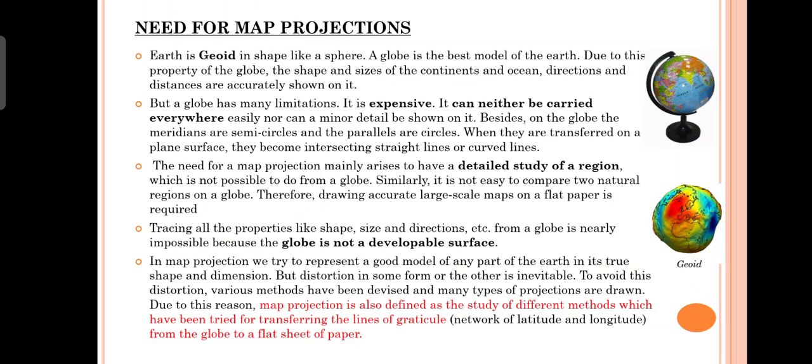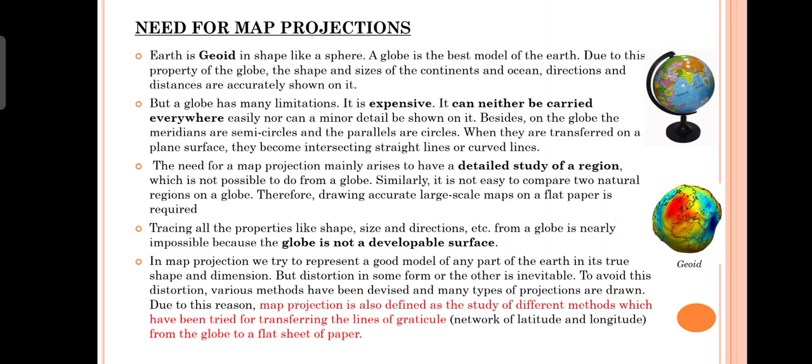Next one is the need for map projections. Why do we use map projections? As we know, the geoid is the true shape of Earth, and the globe is the best model for the geoid. But it has some limitations. These limitations lead to the development of projections. And the limitations are, it is expensive.